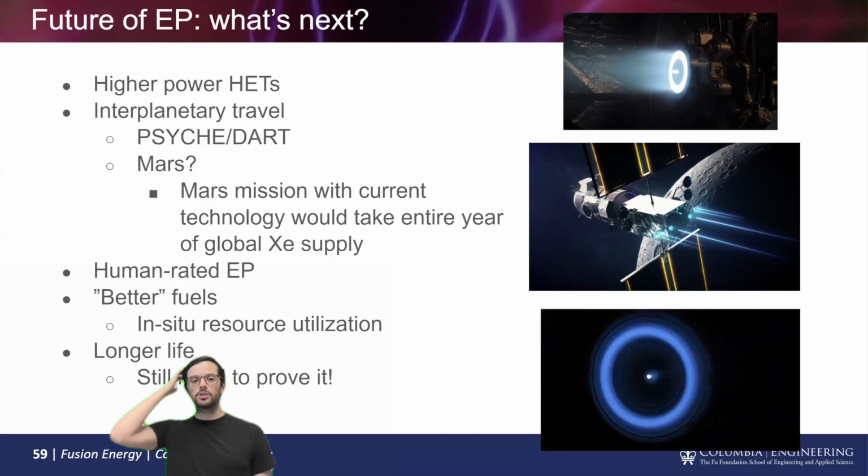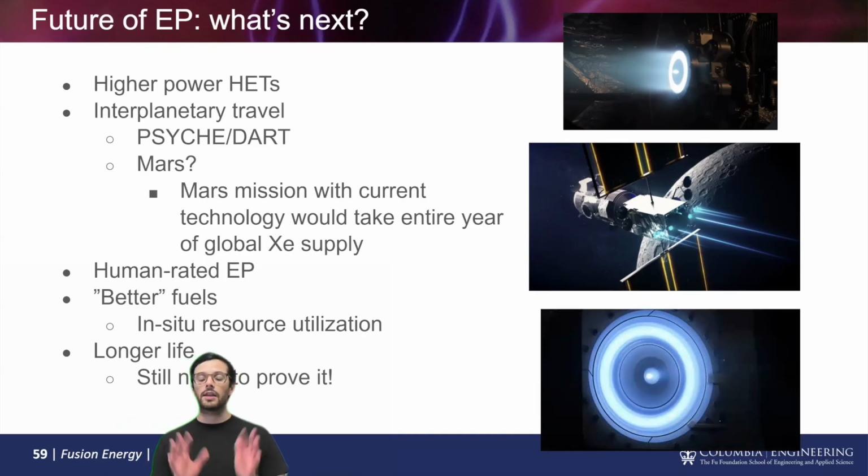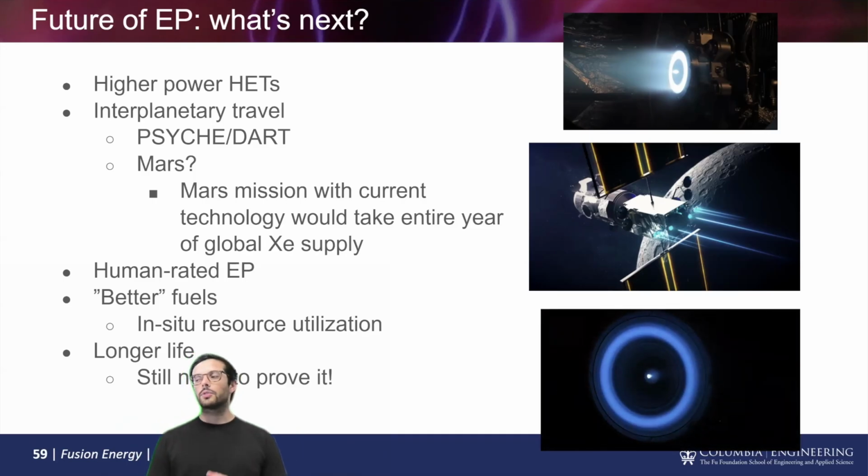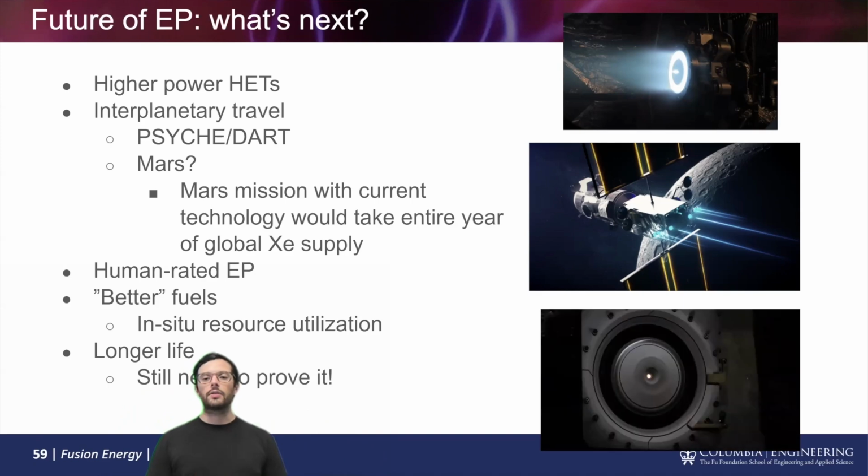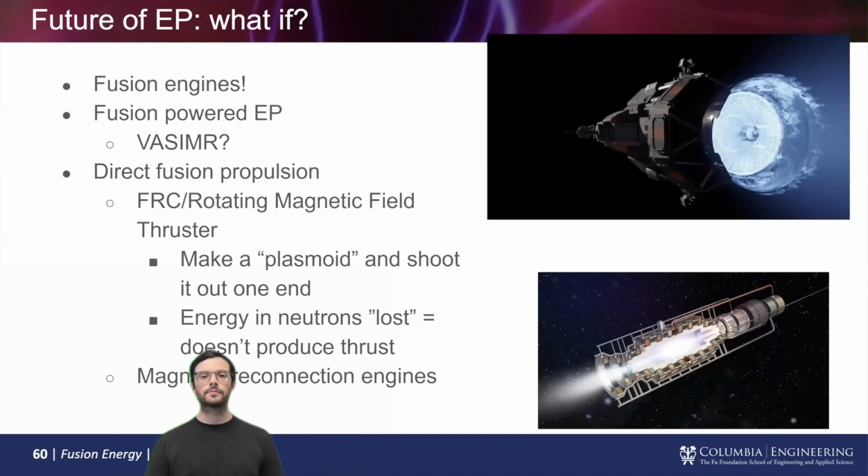So that's in situ resource utilization. And then longer life. These Hall thrusters all have limitations because of that sputtering effect I talked about. And so there are different ways that we think we can get around that, but they haven't really been proven. These are some what-ifs. A big one that I won't talk about much, but is fun to look into and you can ask us more about, is fusion engines. So obviously we haven't figured out how to make fusion produce more energy than it puts in.